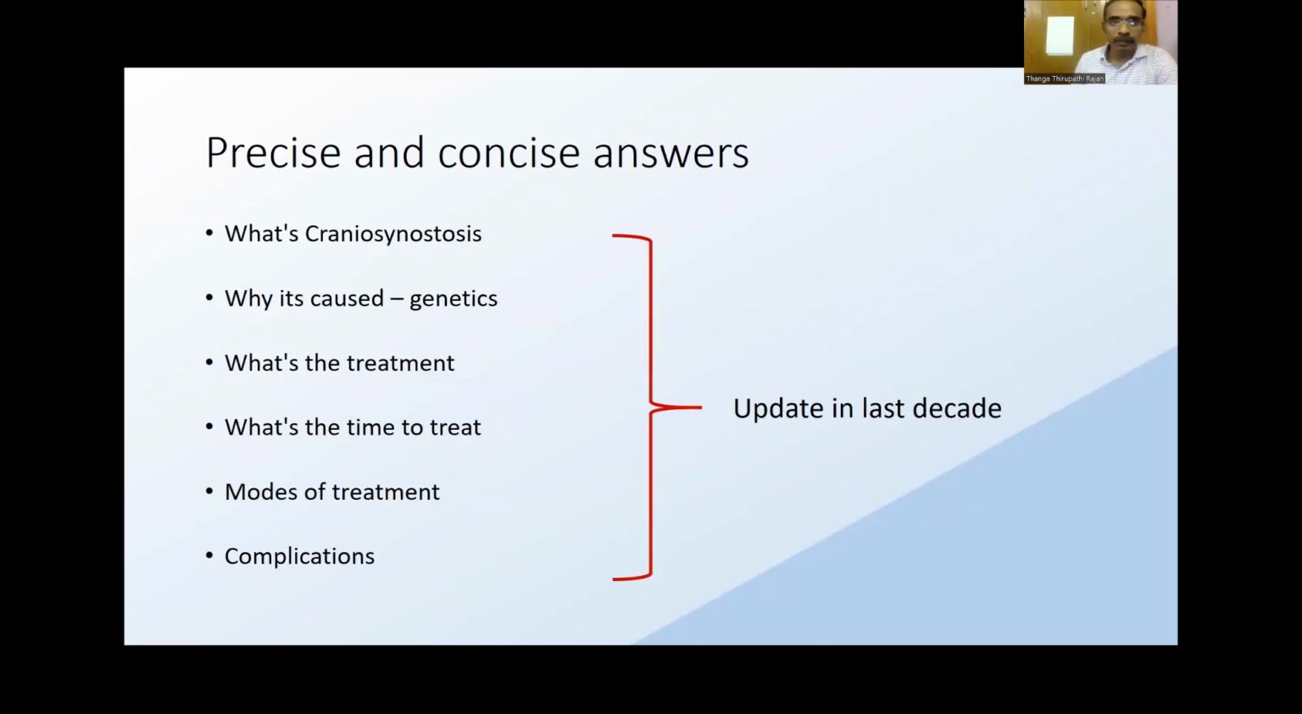So first of all, to be precise and concise, these are the questions I'm going to answer. What is craniosynostosis? Has there been any change in the definition? What is the cause and genetics? What are the things that we have learned in the last decade? What is the literature that has come out? And what's the latest in the treatment, and what's the change in the time of treatment?